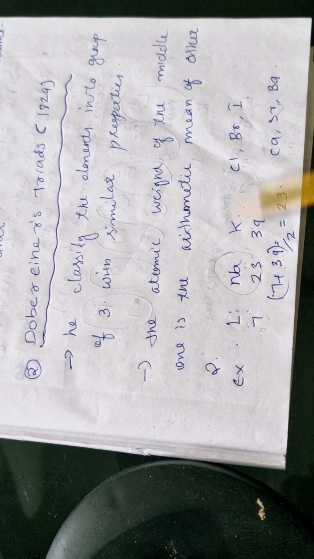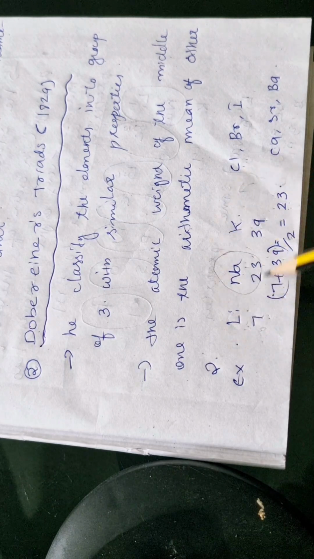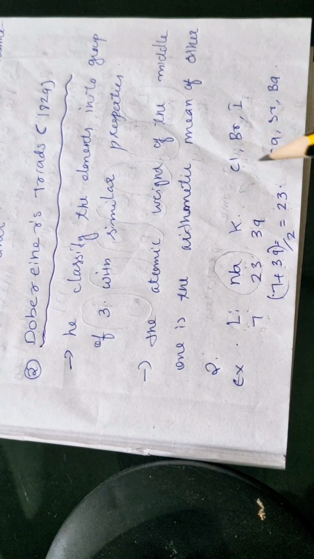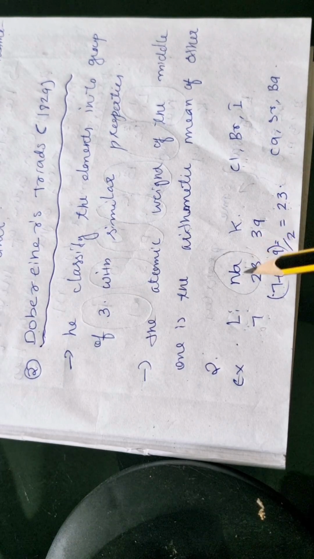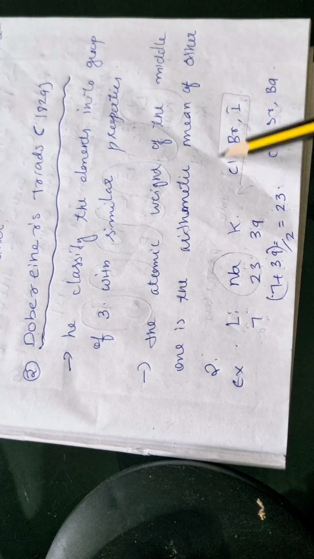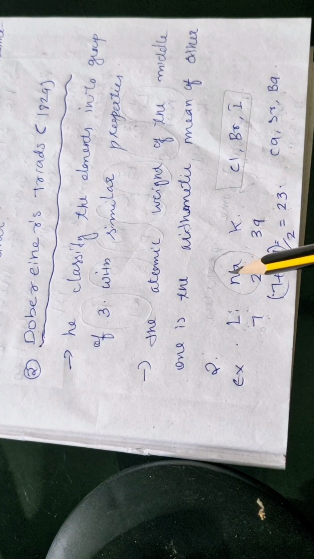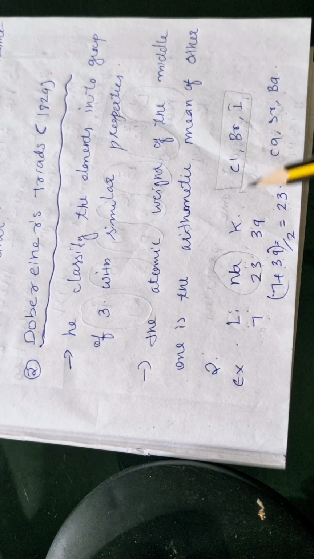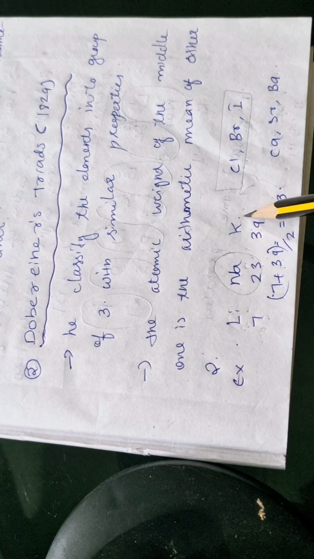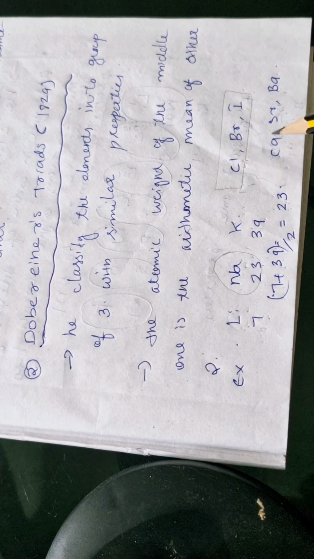So he thought that the elements known at that time could be classified into groups of 3. On the basis of this theorem he also classified chlorine, bromine and iodine. This is the second group. And calcium, strontium and barium. So he classified the elements into 3 groups: the first group containing lithium, sodium and potassium, the second group chlorine, bromine and iodine, and the third group calcium, strontium and barium.